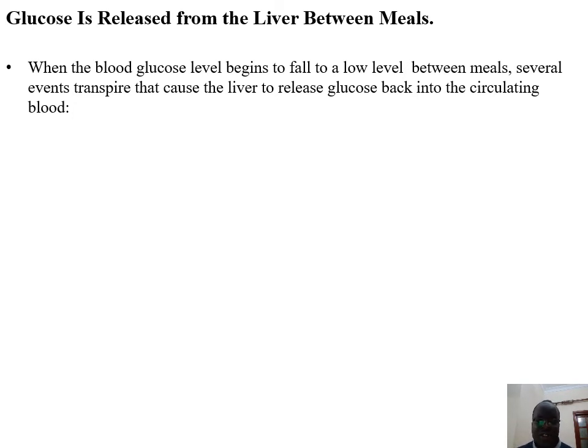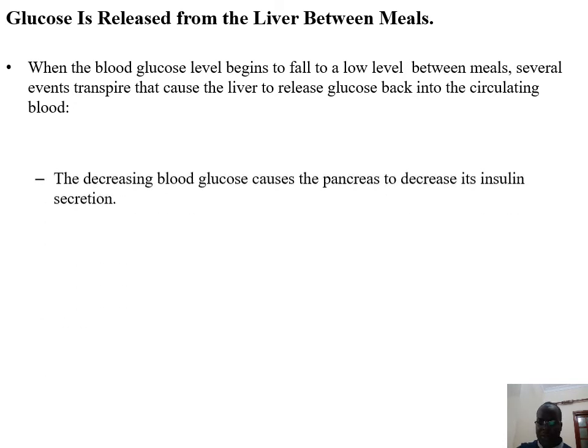Glucose is released from the liver between meals, which you know now. Between meals, the glycogen that is stored within the hepatocytes will be released into the blood to try and resist change in blood glucose levels so that you maintain the normal range of blood glucose levels. When the blood glucose level begins to fall to a low level between meals, several events transpire that cause the liver to release glucose back into the circulating blood. So what are those things?